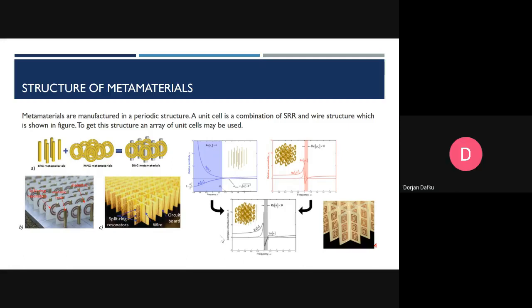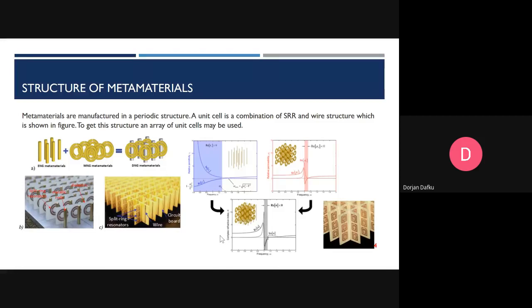Go ahead. Okay, my part was about the structure of the metamaterials, which are considered as periodic structures like antennas or waveguides or bandgap materials, etc. So a unit cell of metamaterials consists of split ring resonators and a mesh of very thin wire structures, as they are shown in the picture below. As we can see from the first picture, let's say from the point A, we have epsilon negative materials, which is related to the permittivity. It is called epsilon negative materials, combined with mu negative materials, which is related to the permeability parameter. Combined together, we have double negative metamaterials, which are about our topic.